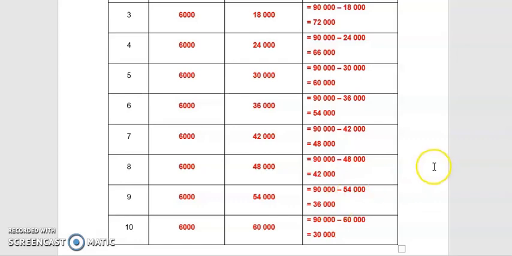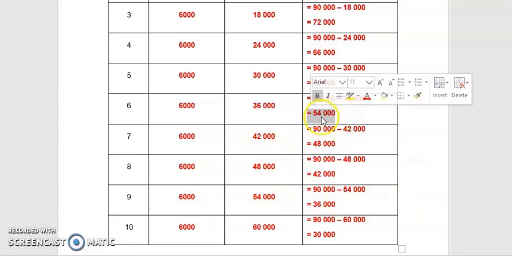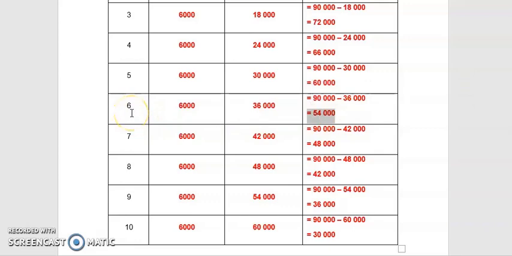Okay, finish until year 10. Now look at, so what is 54,000? This one we call it as book value year 6, so we can write it as BV6. Now look at last year, year 10. Book value year 10 is 30,000. Useful life equal to 10 years.